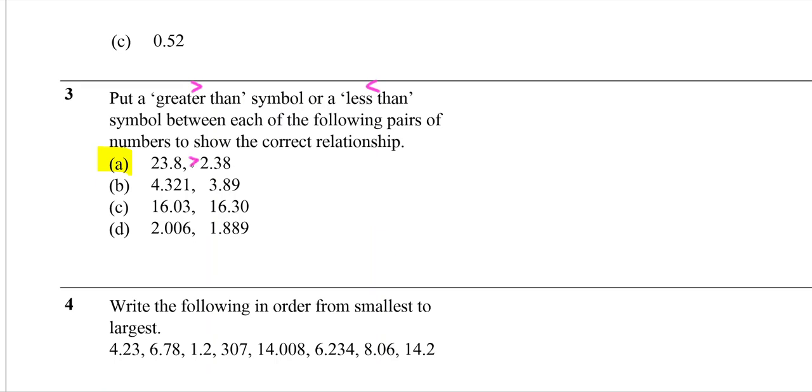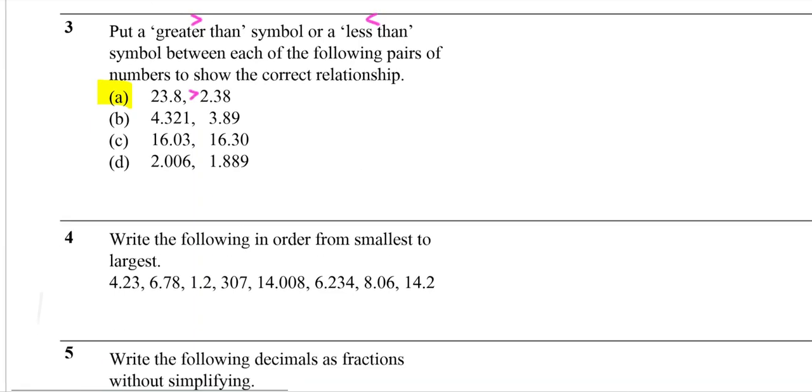The other little tip to help you remember that is that the arrow, the pointy part, points towards the smaller number, always. So it points towards the smaller one, or the big open side is trying to eat the big one. Okay, different things to help you remember it.